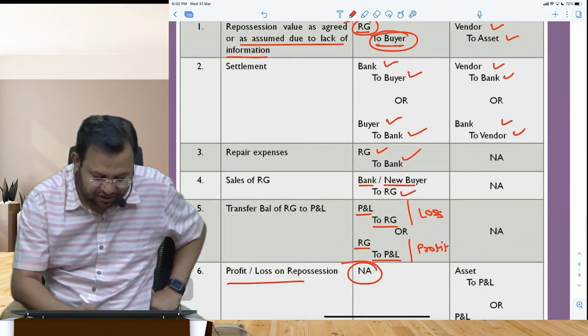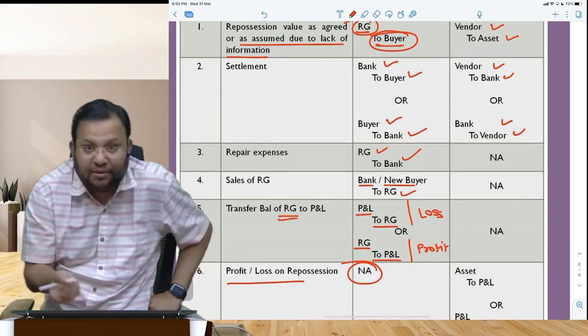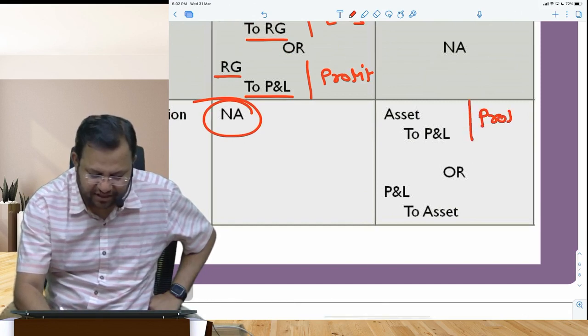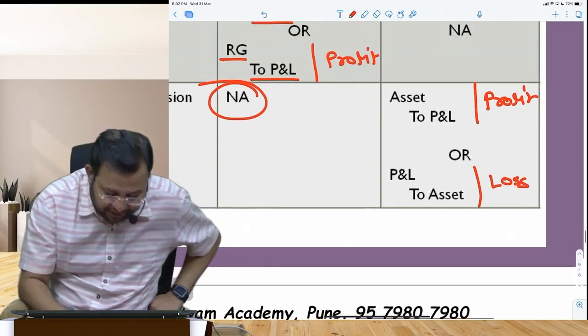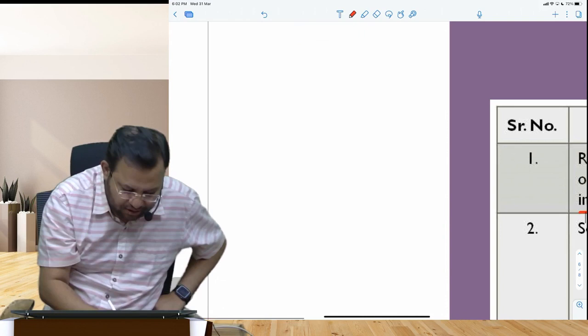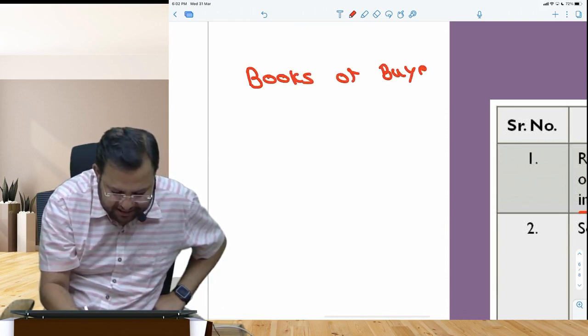Repair expenses, question doesn't arise. Sale of repossessed goods, question doesn't arise. Transfer of repossessed goods balance, question doesn't arise. Profit loss on repossession, asset to P&L if there is a profit, if there is a loss, ये entry आएगा. But remember, in the books of the buyer, you should always know books of buyer. एक proof हमेशा आपने याद रखना चाहिए या concept के लिए समझना चाहिए.